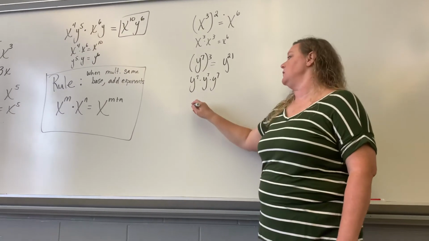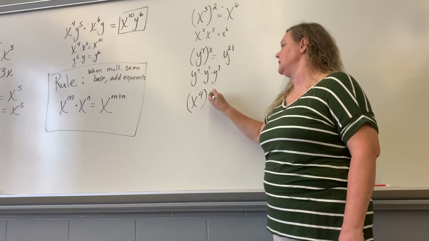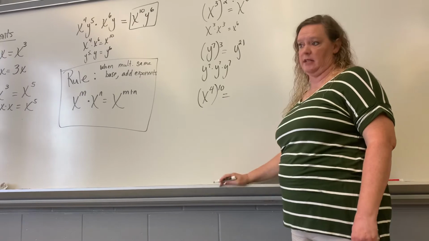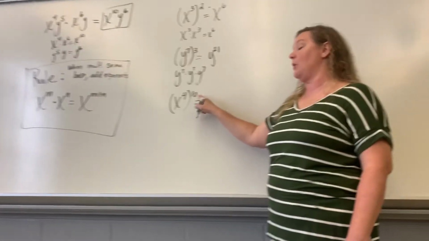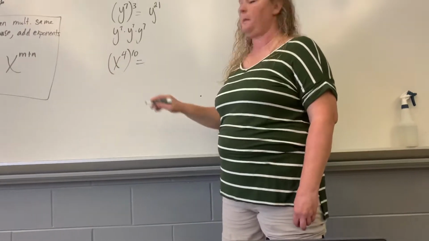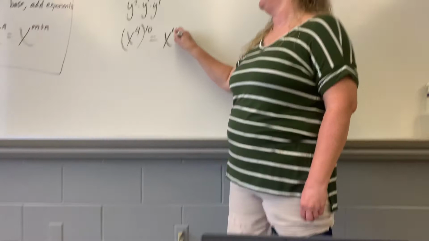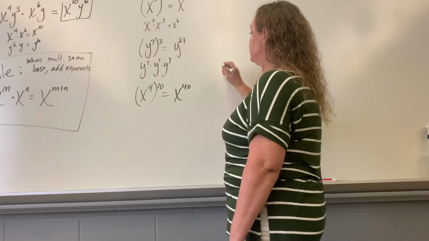So you could just write it out every time, but it could get very tiresome, right? Because what if I gave you something like this? x to the 4th to the 10th power. You really want to write that out 10 times? No, I want to multiply. Power to a power, I multiply. So what is 4 times 10? 40. So this is x to the 40th power, right?